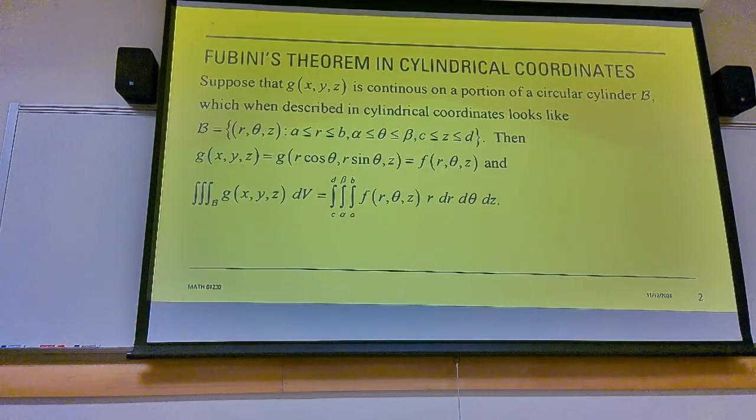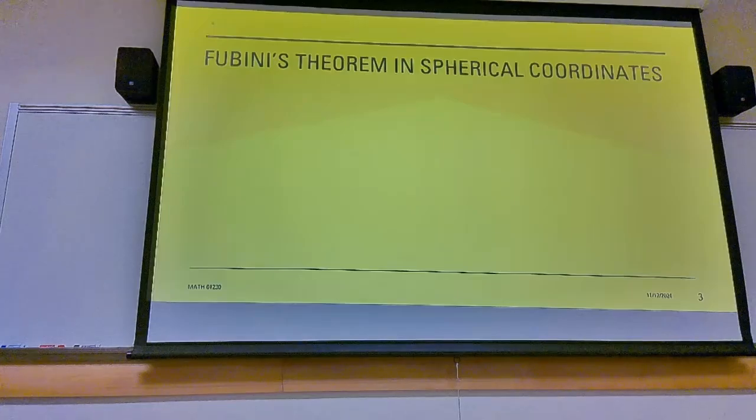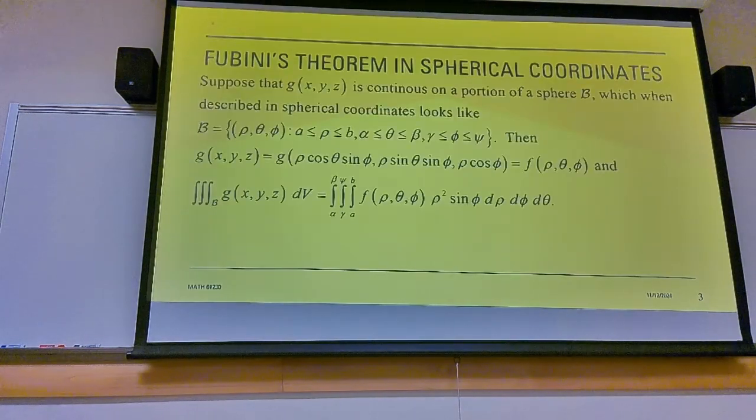Now for my favorite form of Fubini. His final form, if you will. Spherical. Way more useful. Now we have a continuous function on a portion. Just in time. You're going to love this. Oh, yeah. Especially if you study E&M.